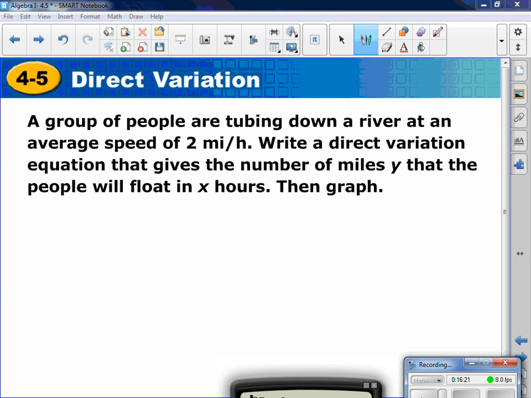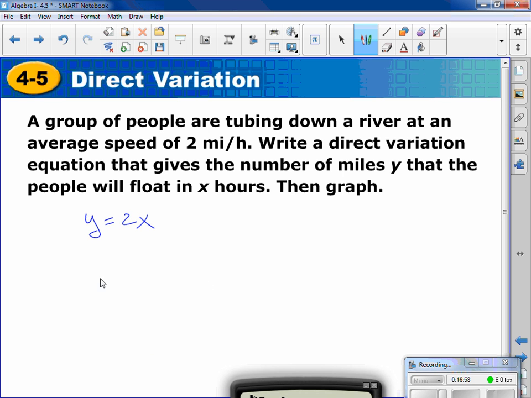A group of people are tubing down a river at an average speed of 2 miles per hour. Write a direct variation equation that gives the number of miles y that the people will float in x hours. What's my constant? 2 miles per hour. That's what a direct variation is. You just have something that's changing. You go 2 miles an hour, so for every hour you go 2 miles. So my equation is y equals 2x.